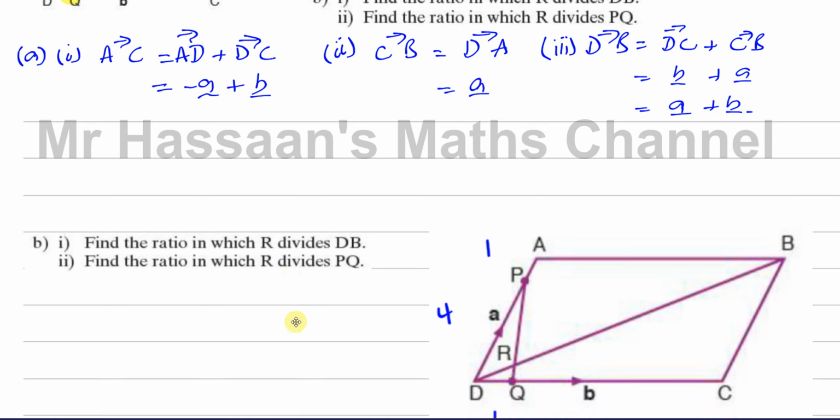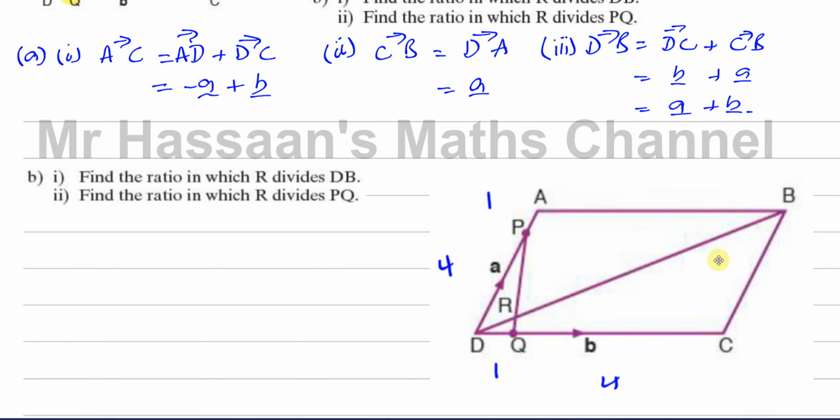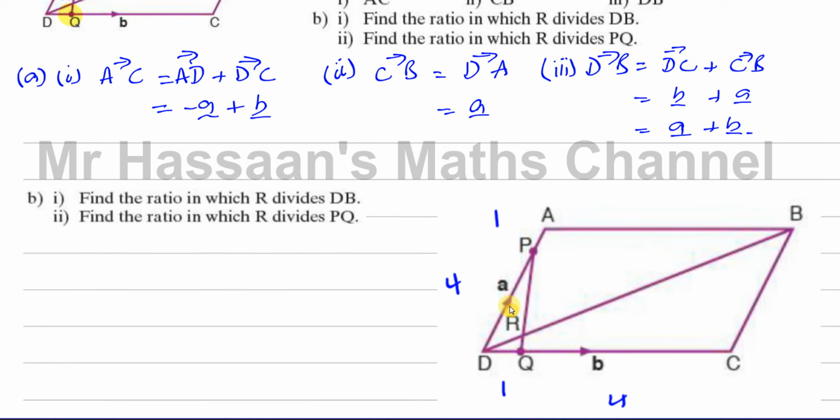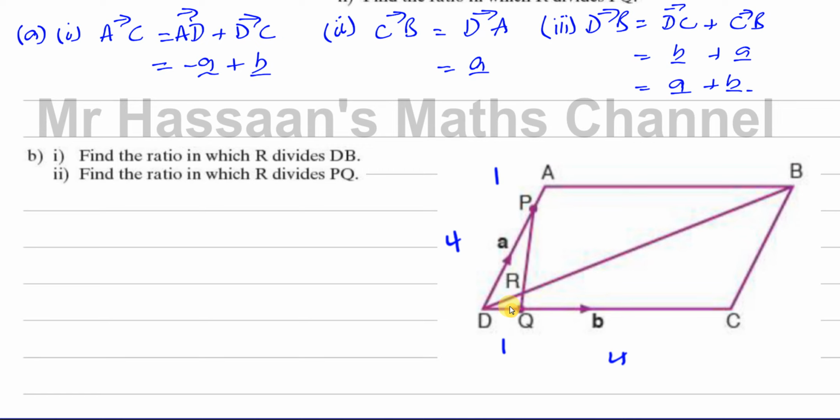So now let's just have this diagram here and try and sort out what we're going to do. It says find the ratio in which R divides DB. Okay, and also it says for part 2, find the ratio in which R divides PQ.